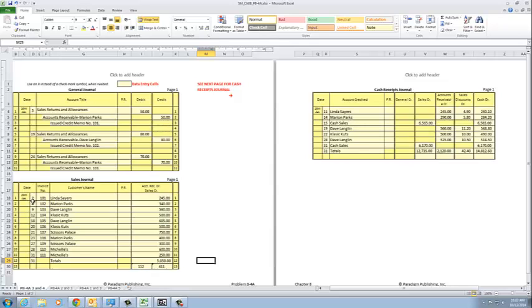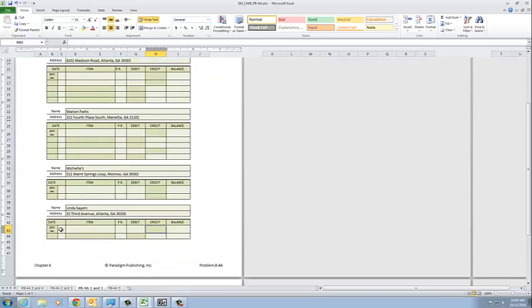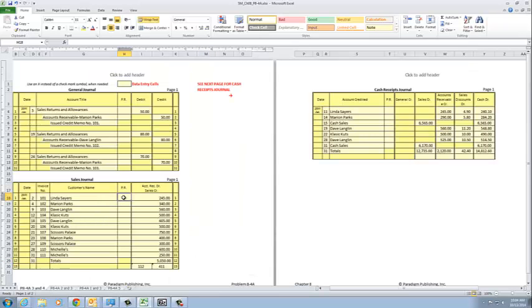So on January 2nd, Linda Sayers has a debit to her accounts receivable account of $245. So let's find Sayers. That was on the 2nd. That came from the sales journal page 1. She had a debit of $245, so we'll bring our $245 over, and we'll go back to our sales journal and enter an X here to show that we have posted that. It's supposed to be a check mark, but it's kind of difficult to enter a check mark in Excel.